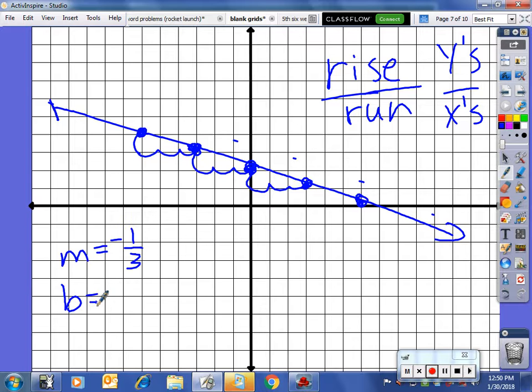What's my y-intercept? Positive 2. So I can write the equation. Y equals negative 1/3 x plus 2. Slope's in front of x. Y-intercept is at the end.